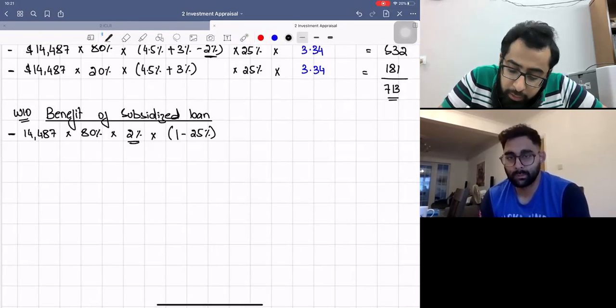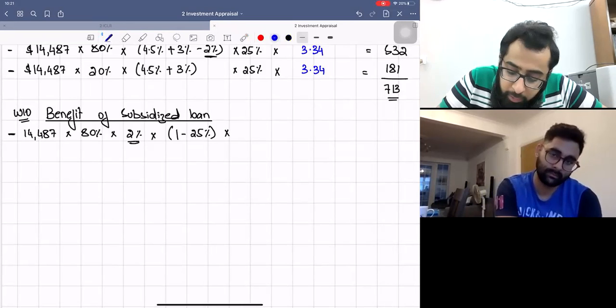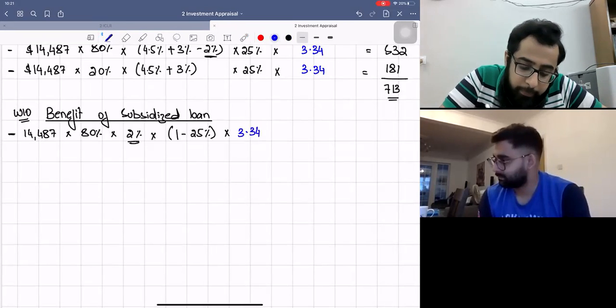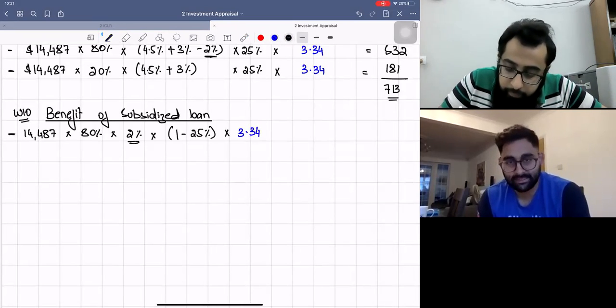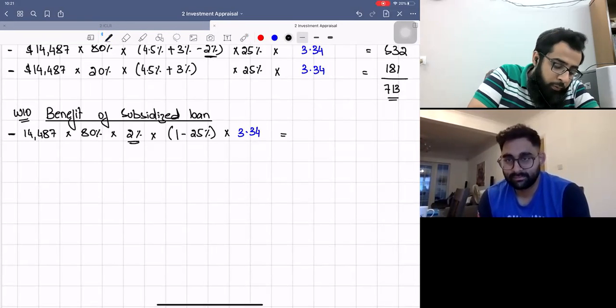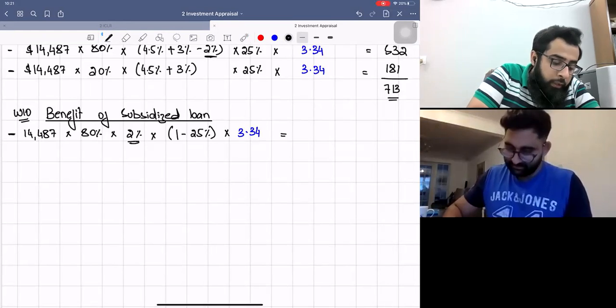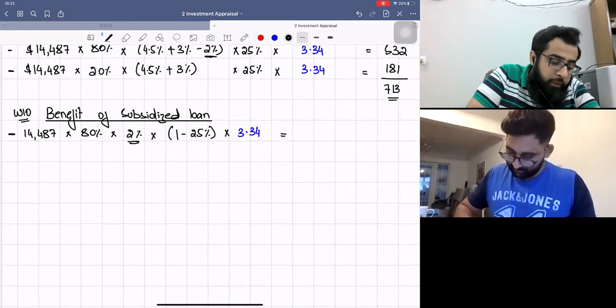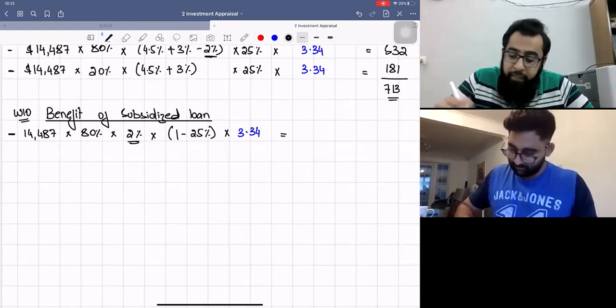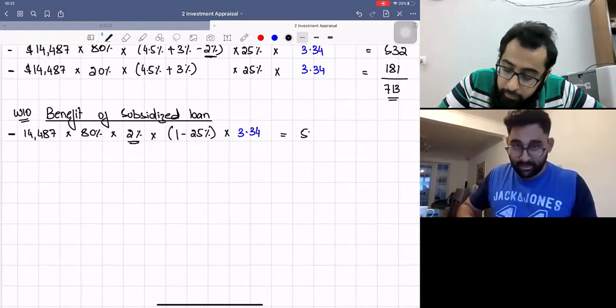Multiplied by that annuity factor again, because this impact will also continue for 4 years. Wow, okay. 14487 into 0.8 into 0.02 into 0.75 into 3.34. 580. Honestly, you've killed me. Today.